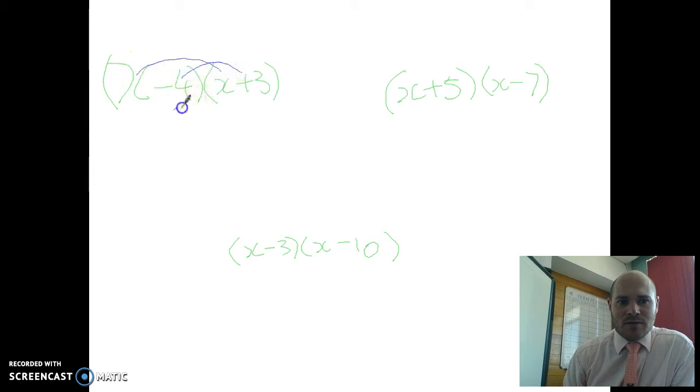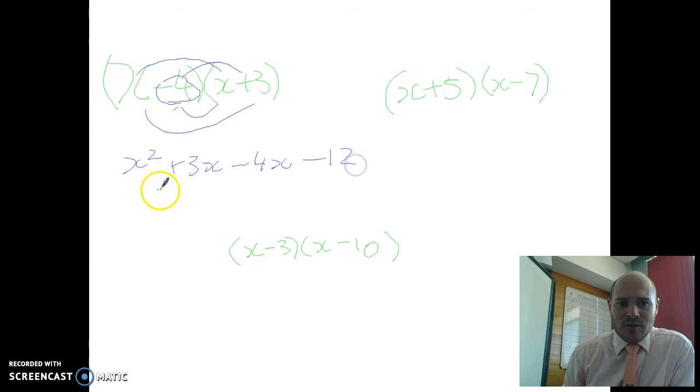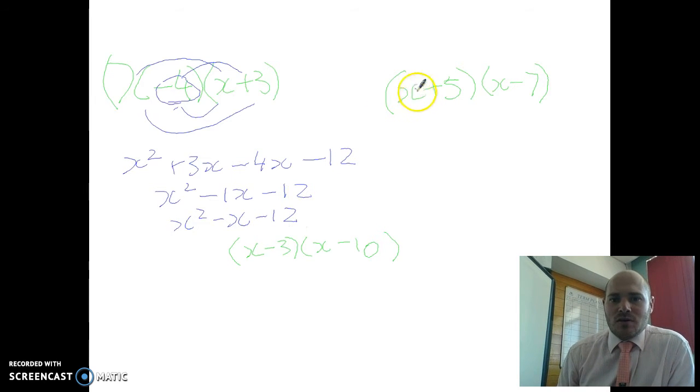So again, eyebrows, nose, smiley face. X times x gives me x squared. X times 3 is plus 3x. Now I look at my whole term here. So my whole term is my negative 4. Negative 4 times x is minus 4x. Negative 4 times 3 is minus 12. So I end up with x squared. Now 3x take 4x is negative 1x, minus 12. Now we can also write that just like so. So I have to remember that the term includes the symbol in front.